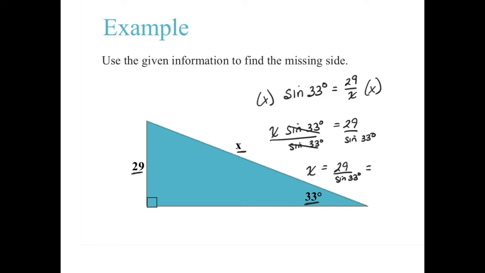I'm running out of room here, but I have 33 degrees sine, I know that is 0.545, so I'm taking 29 divided by 0.545, and I get 53.211.